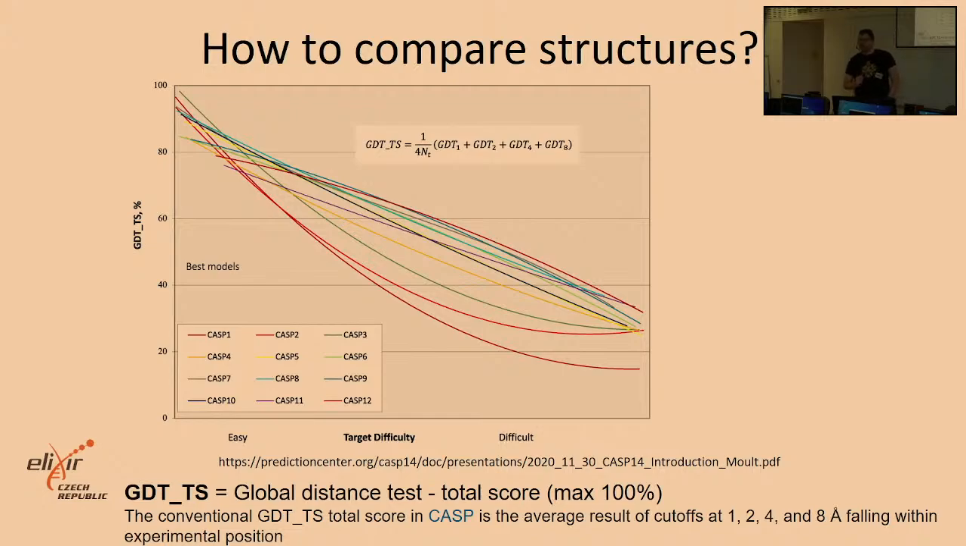CASP came up with a way to compare the experimental and predicted structure using the global distance test, where each atom was taken from the model and from the target, from the experiment, to see whether they are within one angstrom, two angstroms, four angstroms, or eight angstroms.